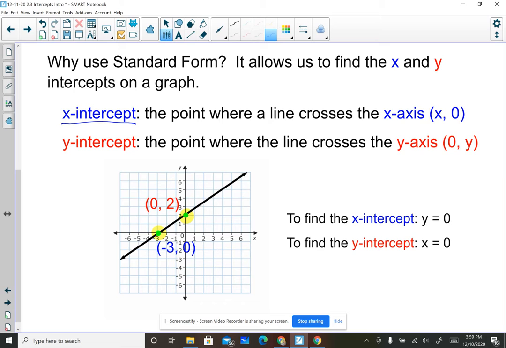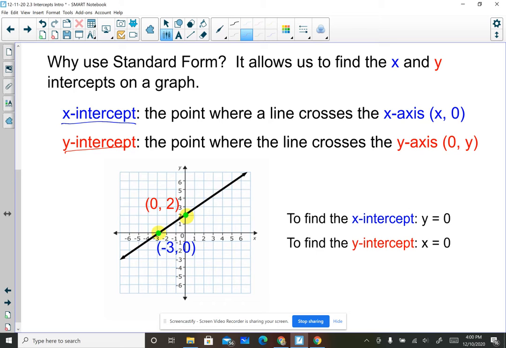Now the y-intercept is the point where the line crosses the y-axis, so that ordered pair is 0 comma y. Where does this line cross the y-axis? At 2. So the y-intercept would be the point 0, 2.